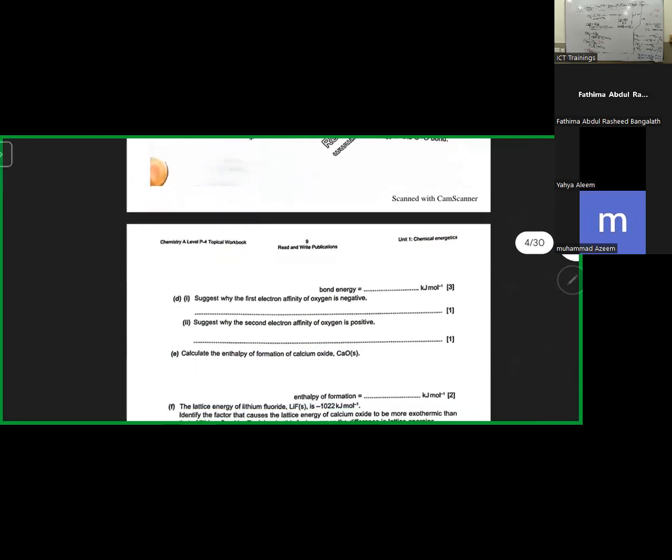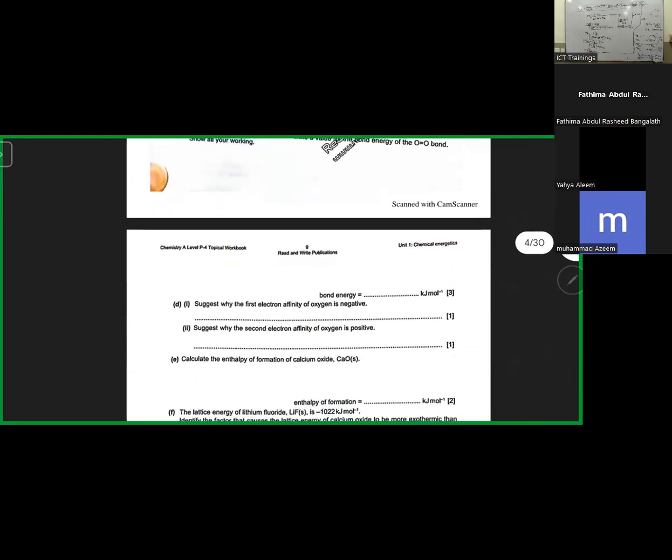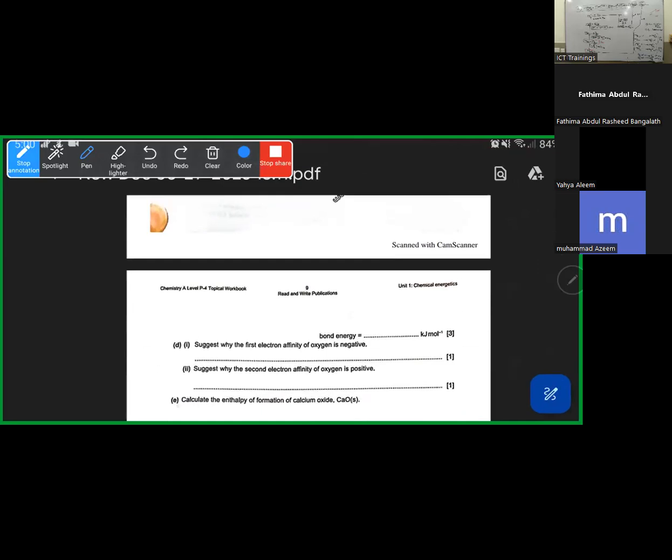Now this is the question. You have to find out the enthalpy change of formation of calcium oxide. So this E part you have to solve. Have a look up here. This is the question. Calculate the enthalpy change of formation of calcium oxide.